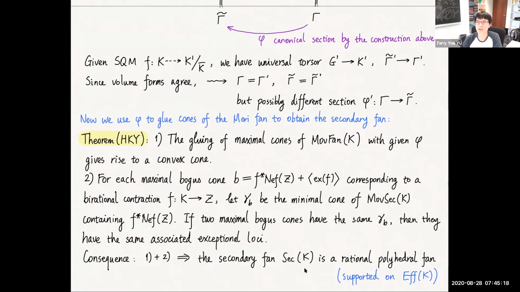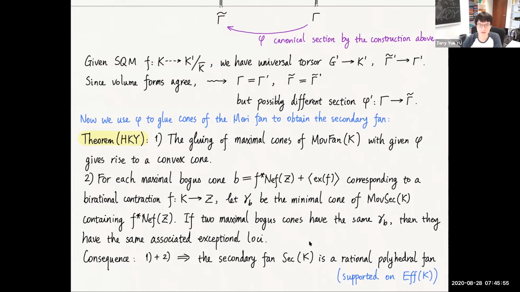They induce a coarsening of the total Mori fan, which we call the secondary fan, and it is a rational polyhedral fan with the same support as the Mori fan, the effective cone of K. So this is the construction of the generalization of the GKZ secondary fan, whose associated toric variety we conjecture should be the correct base for the mirror family.